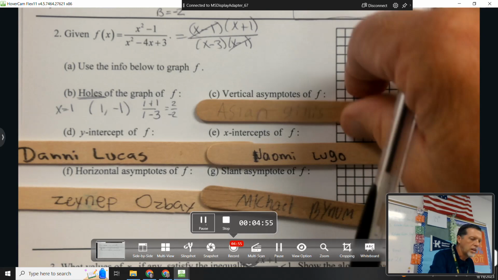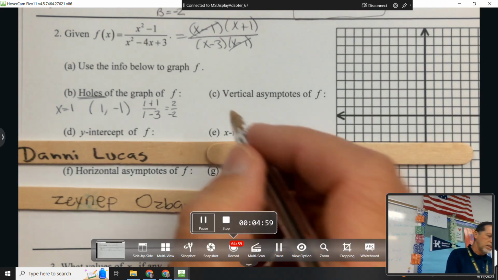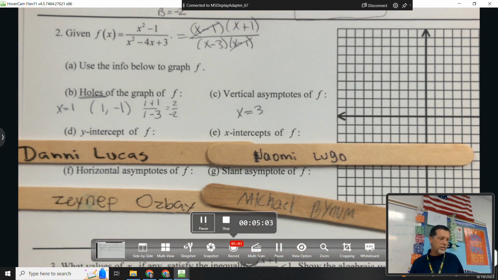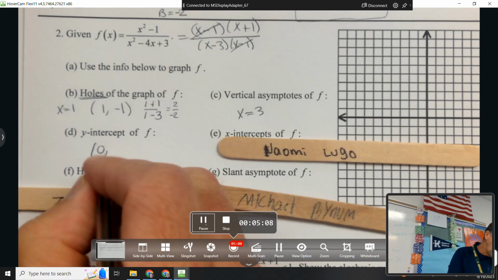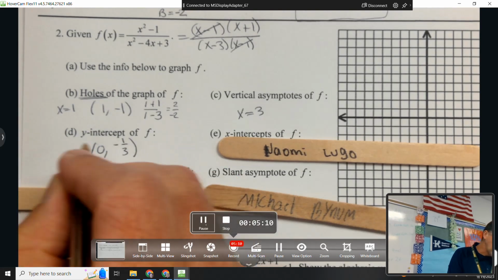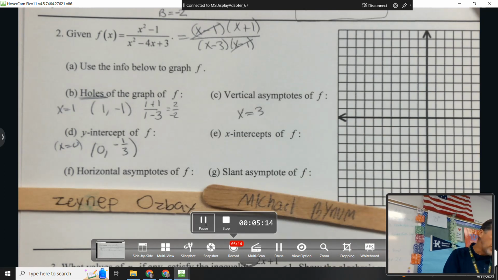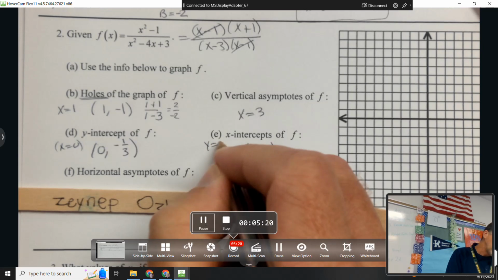Aslan, how about vertical asymptotes? x equals 3. Danny, y-intercept? 0, negative 1/3. I like that, because for the y-intercept, we set x equal to 0. Naomi, any x-intercepts? Negative 1, 0, because that's where the top is equal to 0, where the y is equal to 0.